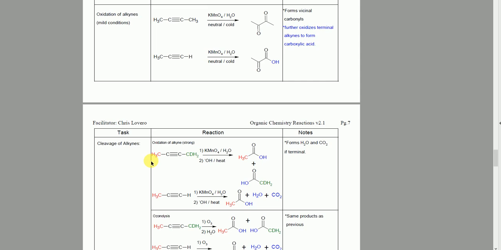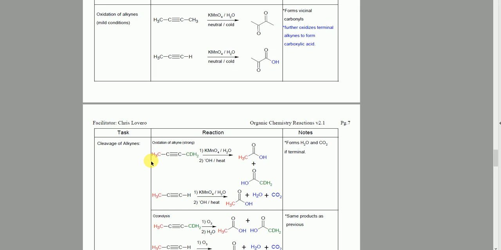The next one is the oxidation of alkynes, and we do this in KMnO4, H2O, neutral, and cold conditions. The way you need to remember this as being different is that KMnO4 is a strong oxidizer, right? But we can control how strongly it oxidizes things based on the conditions that we introduce.